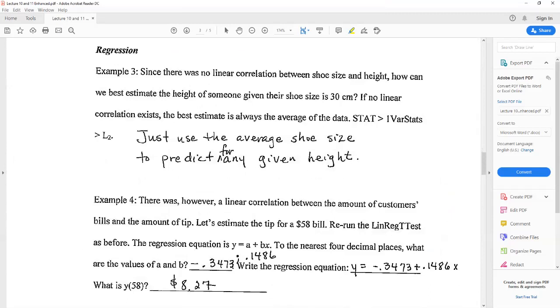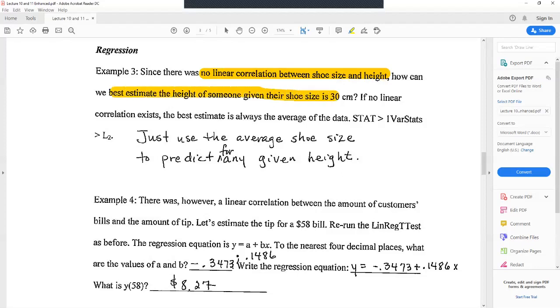Example 3. Example 3 is a reference back to example 1. That was the problem that dealt with shoe sizes and heights. If you'll recall, we found that there was no linear correlation between shoe size and height. So what happens if you would like to estimate the height of someone if you know their shoe size is 30?